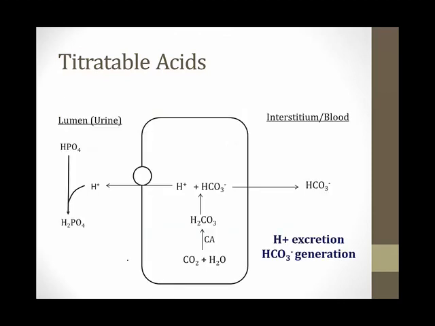And here's a picture of how this whole process works, just to make it very clear in your mind. When bicarb is generated by the kidneys, a proton is created as part of the process, as we saw previously. That proton is pumped out into the lumen of the nephron. There it will find phosphate molecules and combine with them, and the phosphate will carry the proton out in the urine.